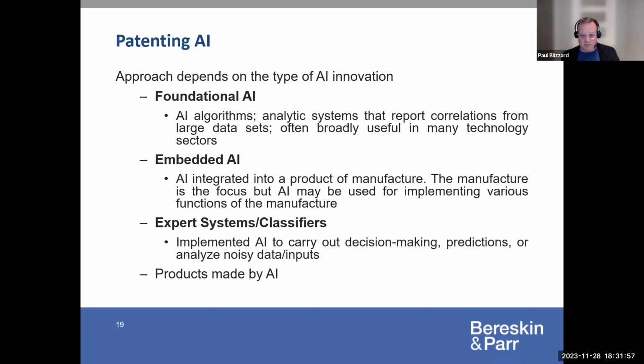Finally, some more challenging areas of protection include expert systems and classifiers. That's where predictions or decision making is being made. And there's a very interesting topic that I just spoke on relating to AI generated products, or other inventions related to AI inventors, but I'm not going to go into too much detail on that.